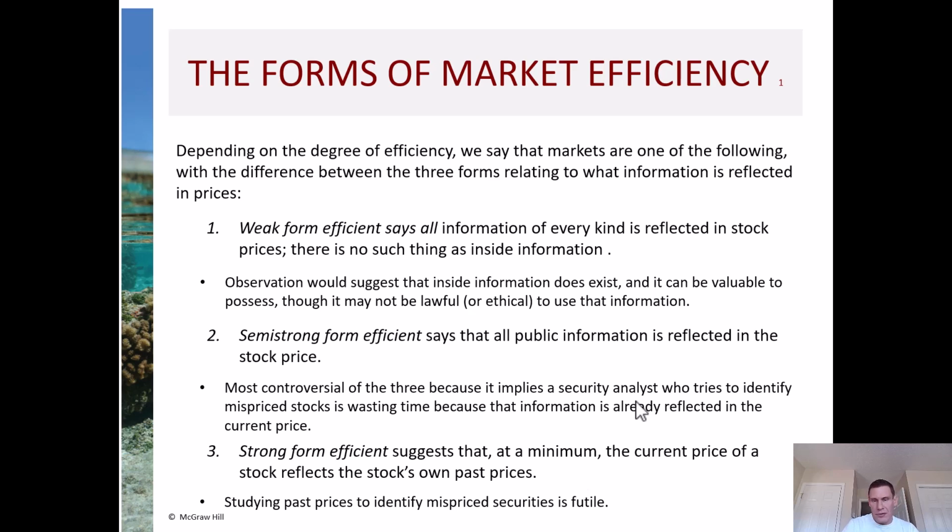The semi-strong form efficient says that all public info is reflected in the stock price. This is perhaps more controversial because it implies a security analyst who tries to identify mispriced stocks is just wasting time because that info is already reflected in the current price. So there's a lot of debate back and forth on that one. And then the strong form efficient suggests that at a minimum, the current price of a stock reflects the stock's own past prices. But we know that studying past prices to identify mispriced securities has generally been futile.